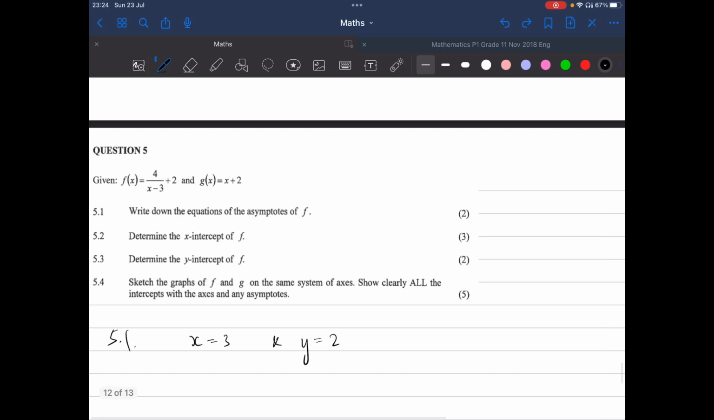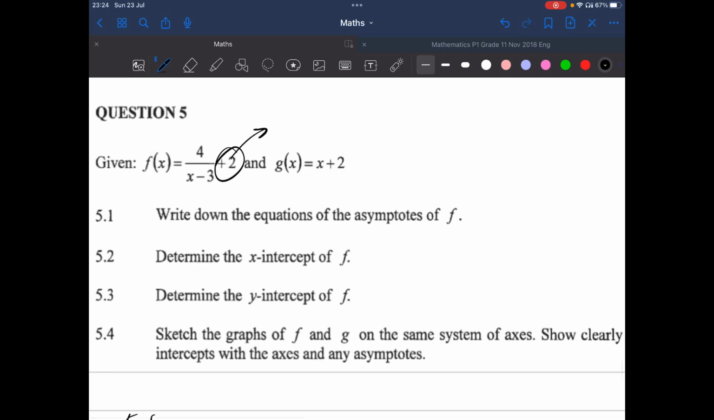Okay, but for now, just know that this becomes the y asymptote, and then this becomes the x asymptote. So you take whatever that is and you negate it. So if it is plus 3, it will become minus 3. Okay.